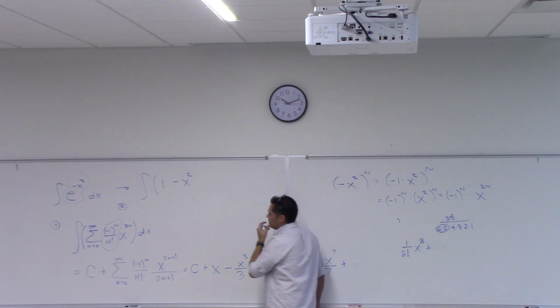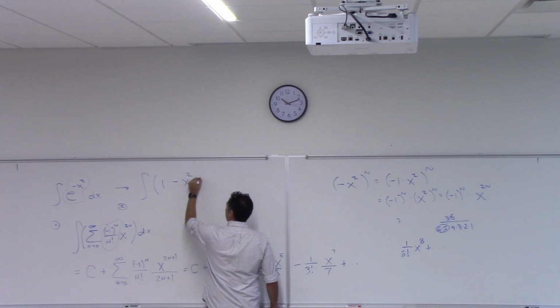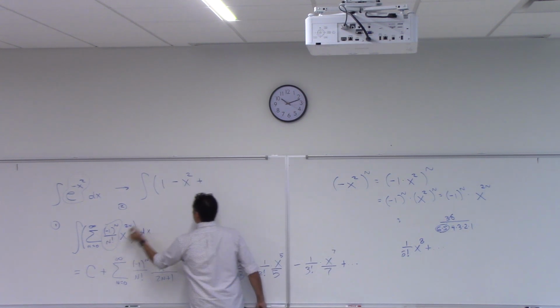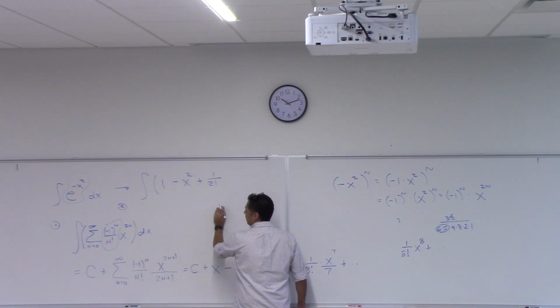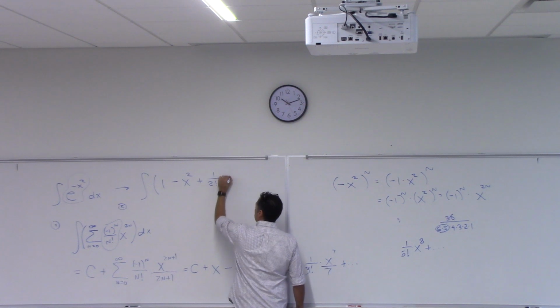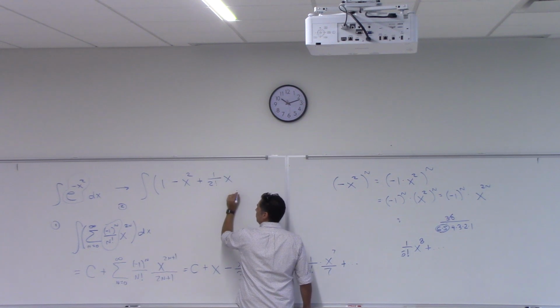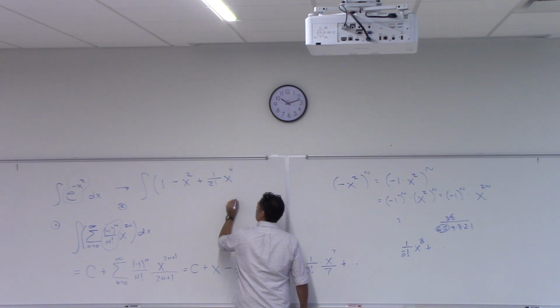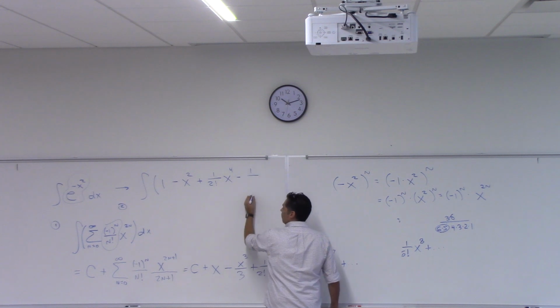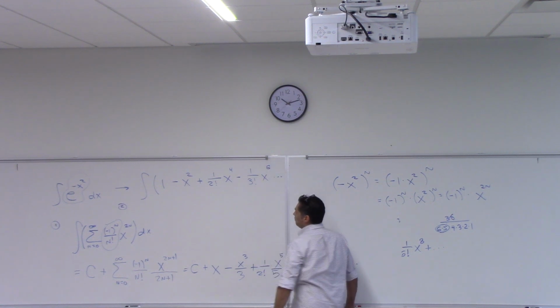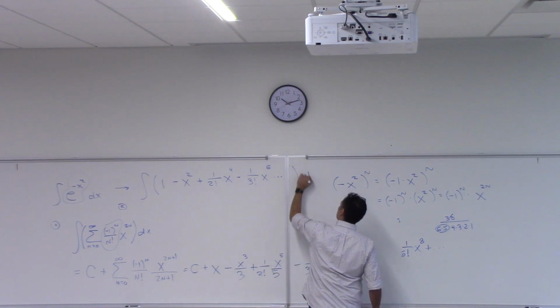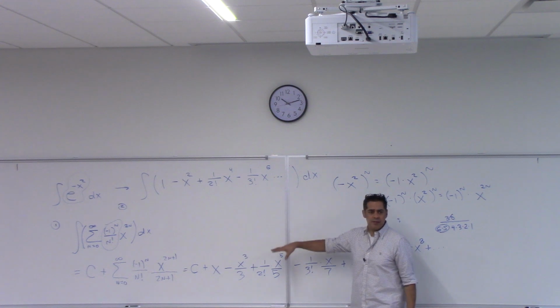Now I'm letting n be 2. So I'm going to get a plus 1 over 2 factorial, x to the 4th. Minus 1 over, where am I? 3 factorial, x to the 6th, and then so on and so forth, right? dx. Do you see a difference between these two methods?